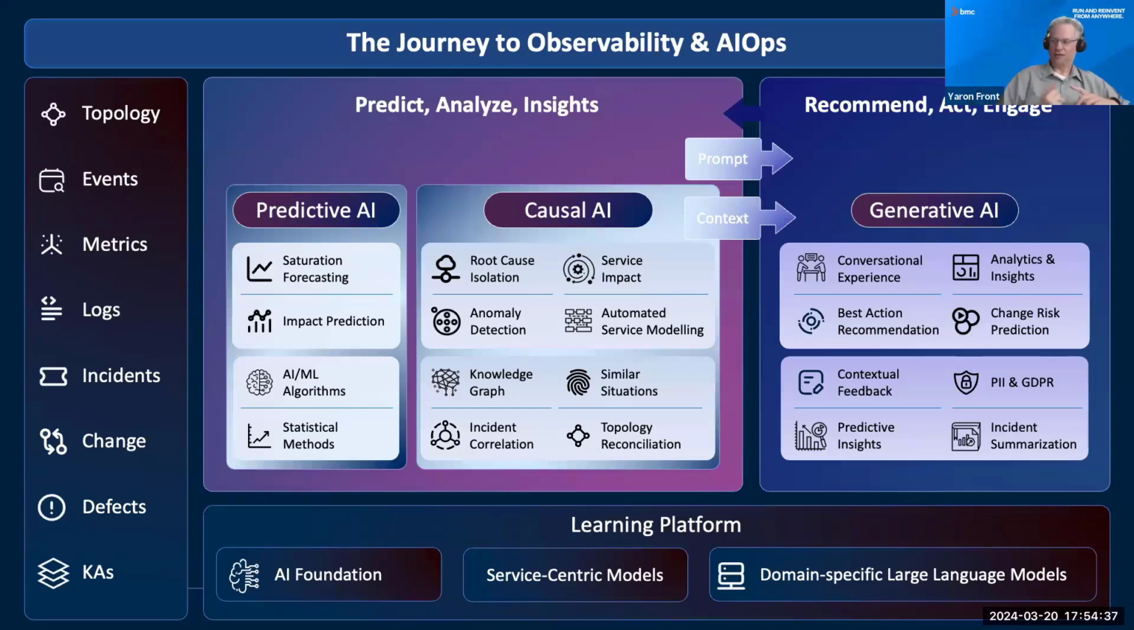So we use predictive to look into the future for things like saturation monitoring, impact prediction, AI and ML, forecasting algorithms, statistical models. Causal AI means understanding the causality of it, understanding where things started, why they're happening, where I should look to understand more. So you have things like automated service modeling, anomaly detection, root cause isolation, service impact, knowing about similar situations. So we do something really cool in our platform, but again, this is a real must for anybody who wants to have a platform for this.